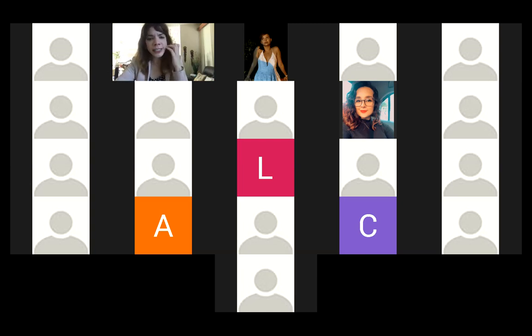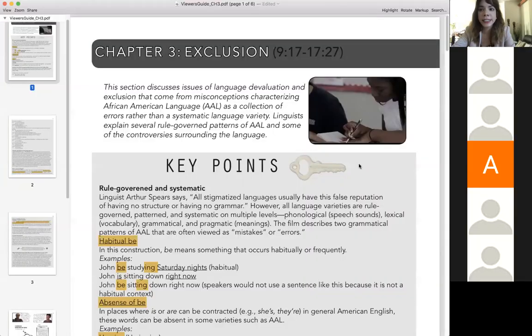Okay, so I'm going to share with you a PDF that's based on the film that explores a little bit further this idea of standard English and the exclusion of other Englishes in favor of one sole English, which is artificial, by the way.